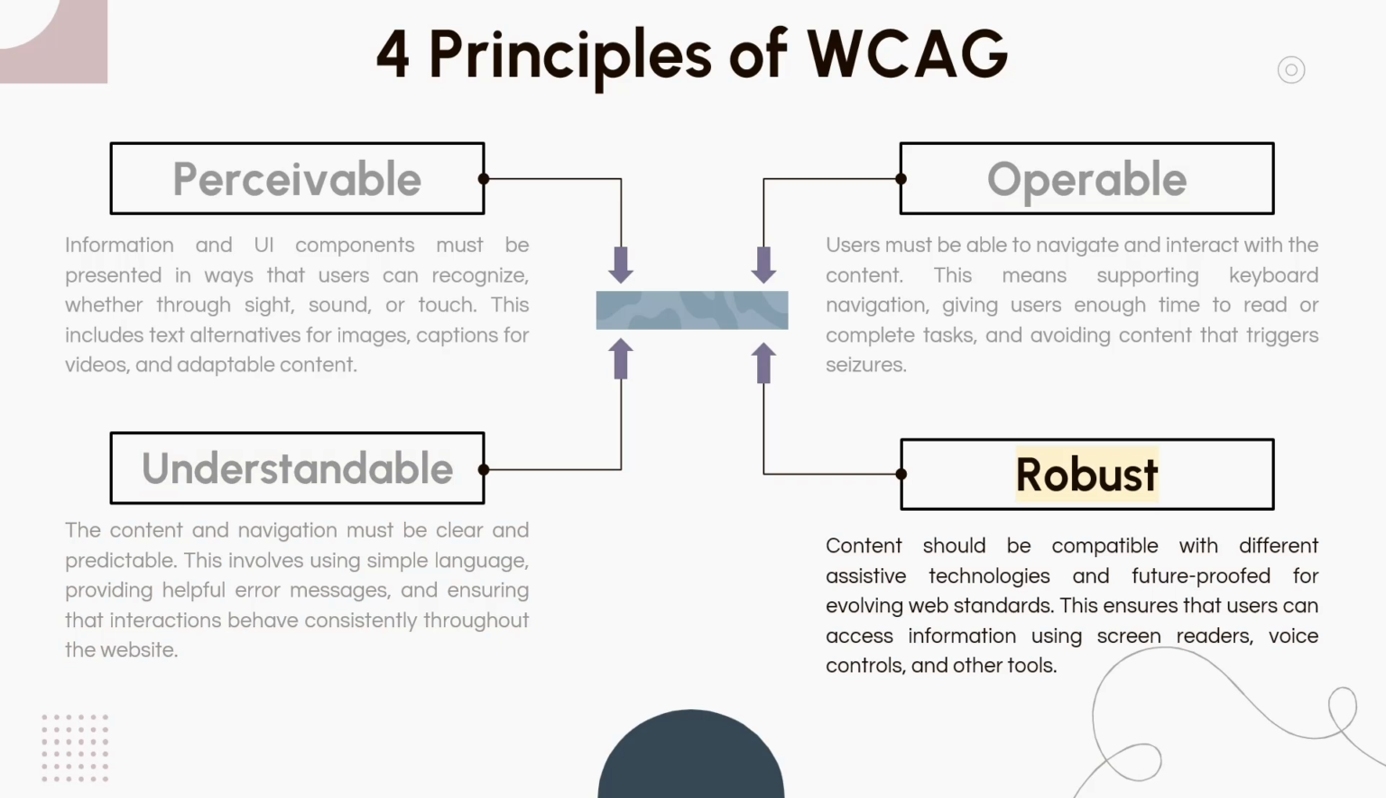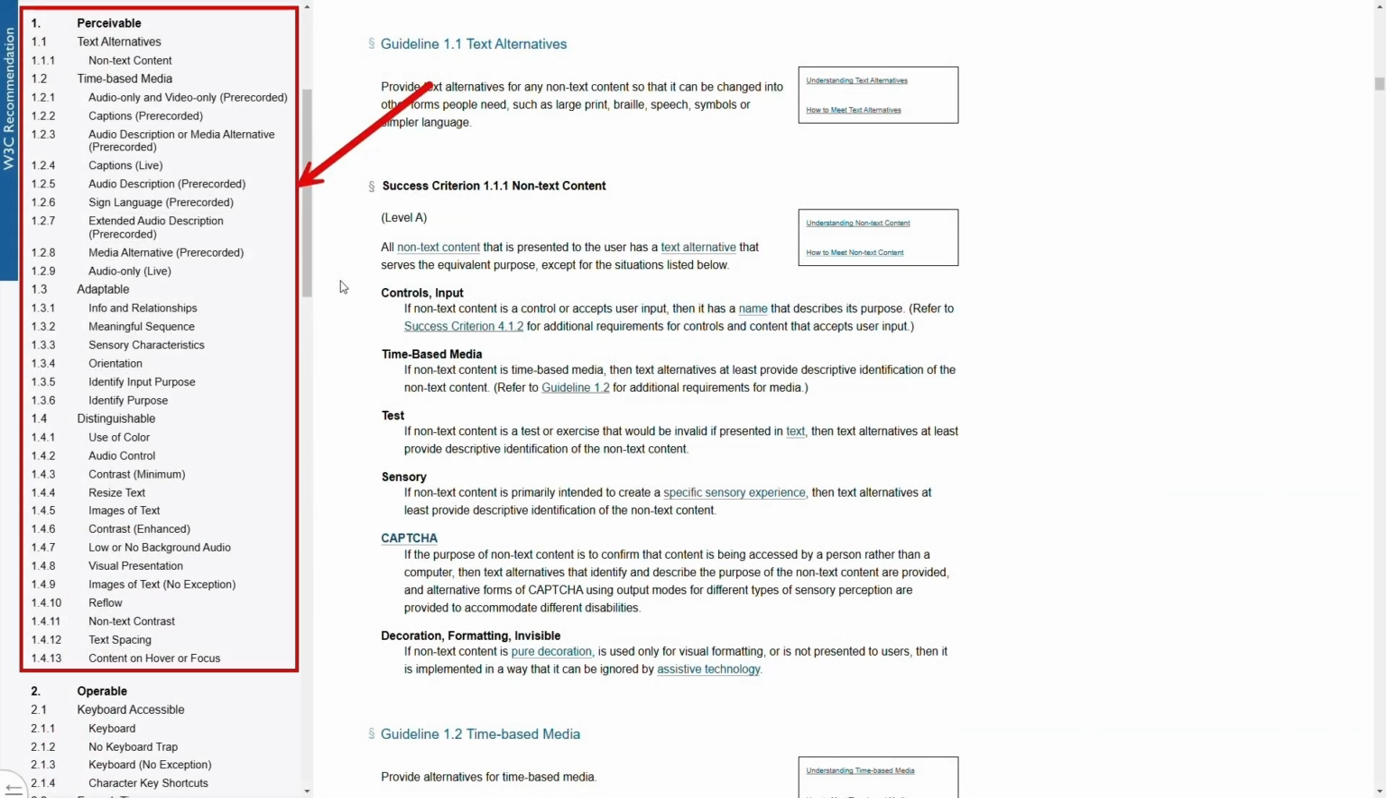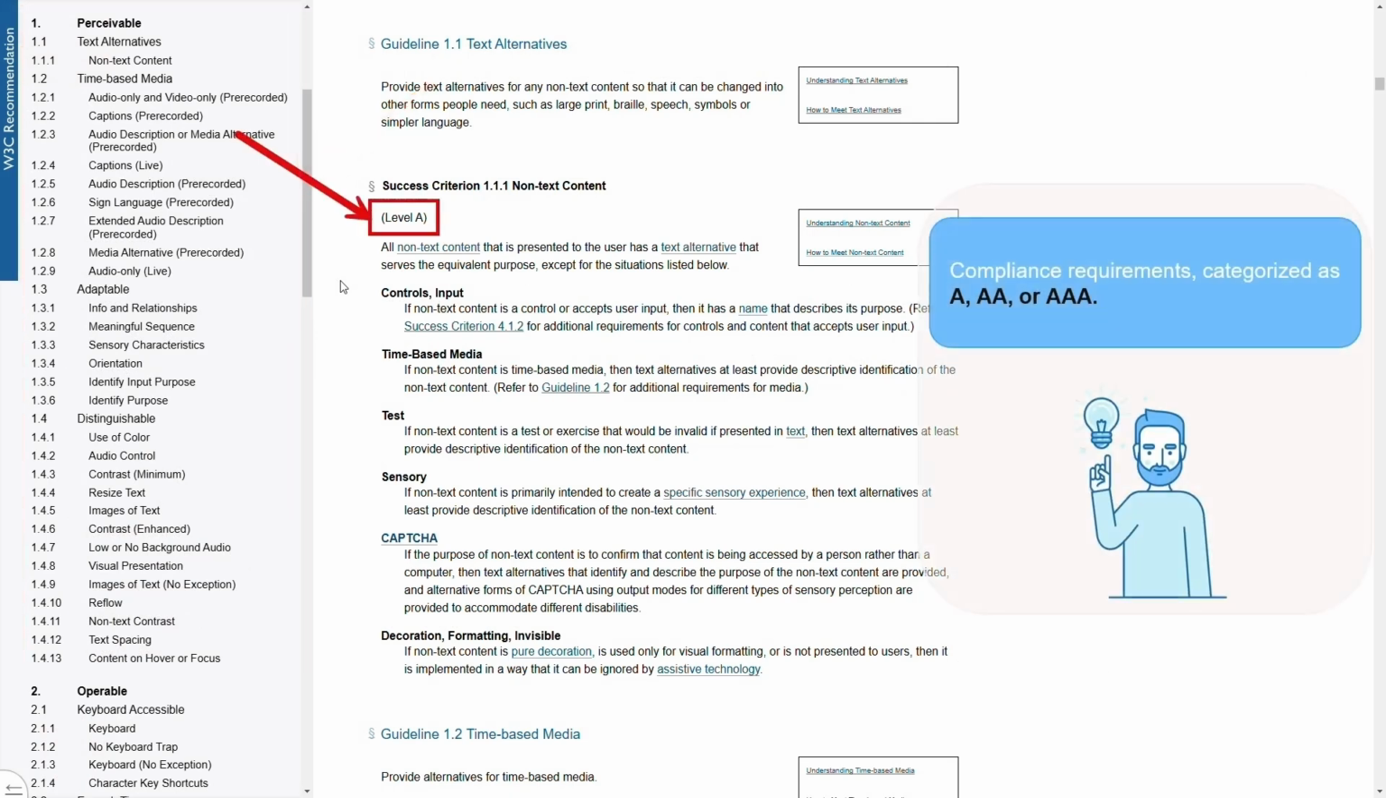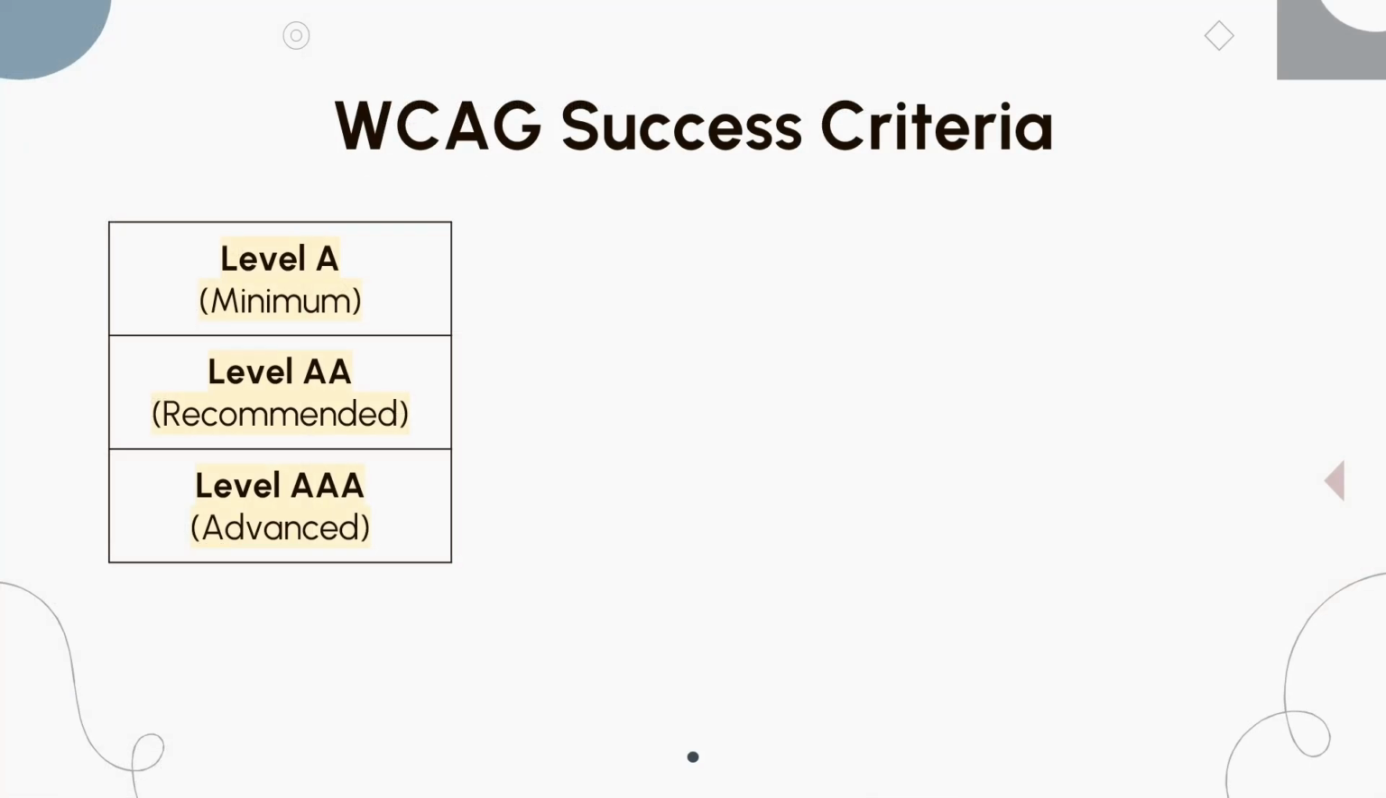These principles form the foundation of accessibility and are further divided into guidelines that outline specific requirements. As you explore each guideline, you'll notice a level indicator displayed alongside it, indicating its compliance requirements. This level serves as a crucial reference for understanding the accessibility standards associated with each guideline. Let's take a closer look at what these levels mean.